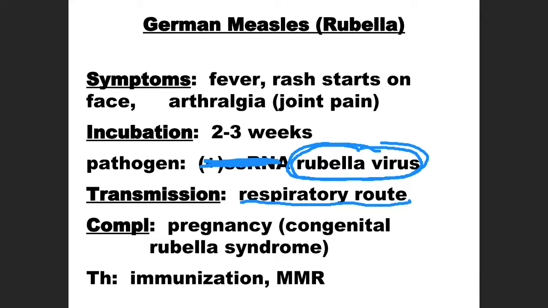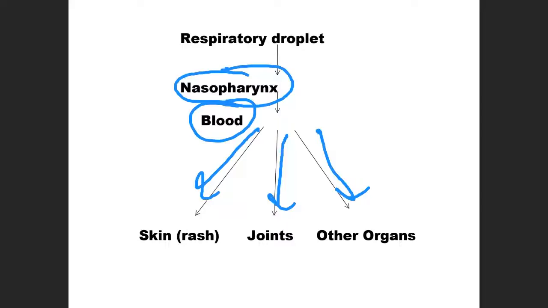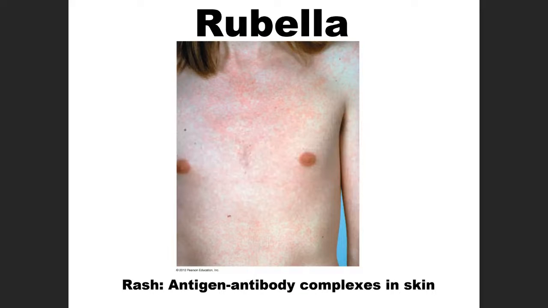A couple of other things about German measles caused by rubella. We don't see many cases of this anymore because of the MMR vaccine. MMR stands for mumps, measles, rubella, and it's the last R that protects against the rubella virus. The rash that typically occurs with German measles or rubella looks like what you see in the picture. It's more of a flat rash that we would call a macule.